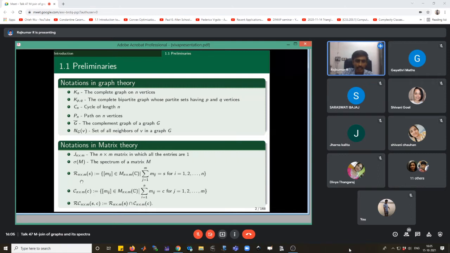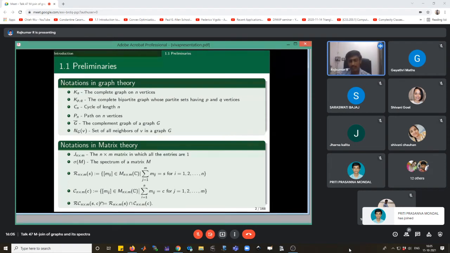And we define these three classes of matrices. The first one is R_{n×m}(S). This is the set of all n by m matrices with entries from complex numbers, so that each row sum equals S. Similarly, we define the next class of matrices, the set of all such matrices having each column sum a constant C. Then the set of all such matrices whose each row sum equals S and column sum equals C is denoted by RC_{n×m}(S, C).